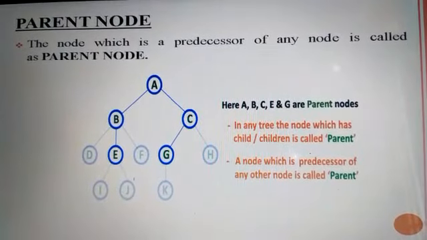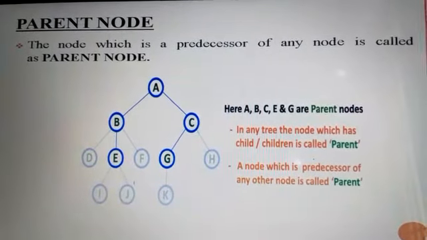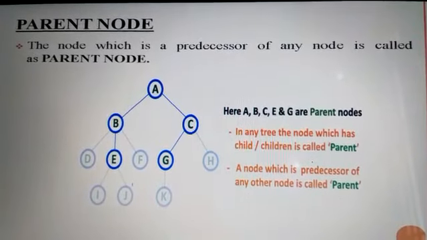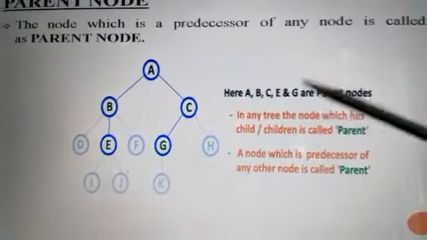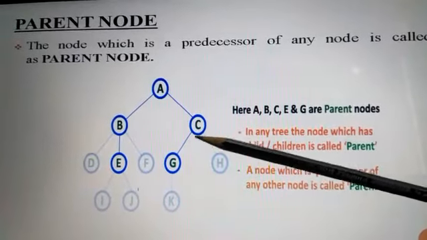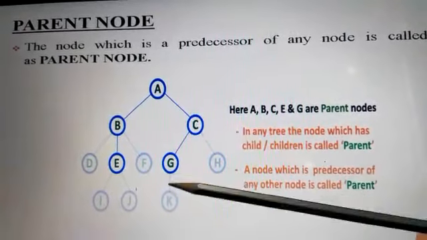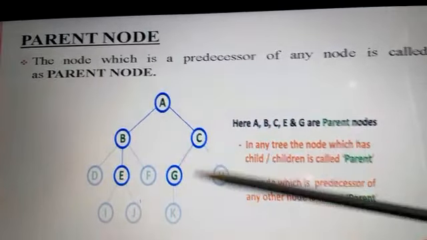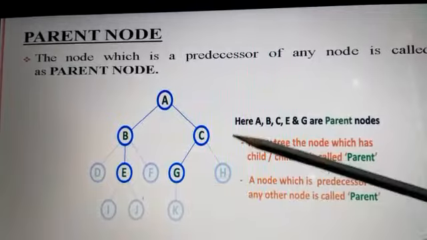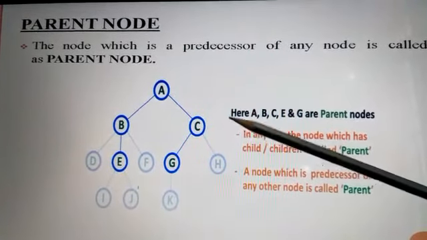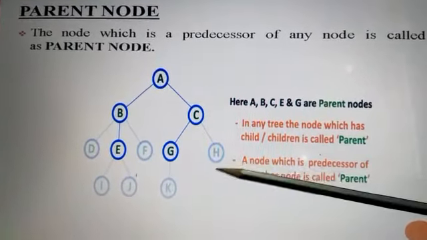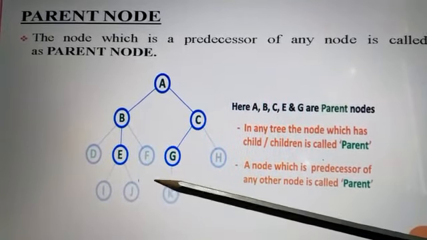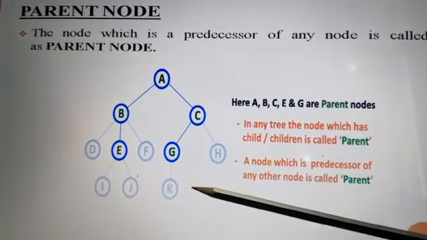Next, parent node. A parent node is a predecessor of any node. In other terms, every node which has a child is called a parent node. Here A has children B and C, B has a child E, C has a child G. So A, B, C, E, G are parent nodes because they have children. But H, K, F, J, I, D do not have a child, so they are not parent nodes.